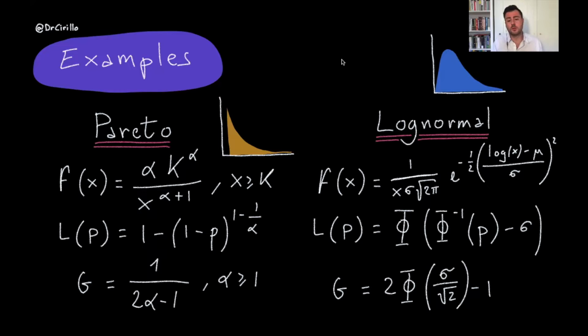Once I have the Lorenz function, I can compute again the Gini index. And the Gini index is what you see on your screen. So it's 2 times the CDF of a standard normal computed in sigma over the square root of 2, minus 1. Okay? And again, both in the case of the Pareto and in the case of the log normal, the Gini is a quantity between 0 and 1, depending obviously on the value of alpha for the Pareto or the value sigma for what concerns the log normal.